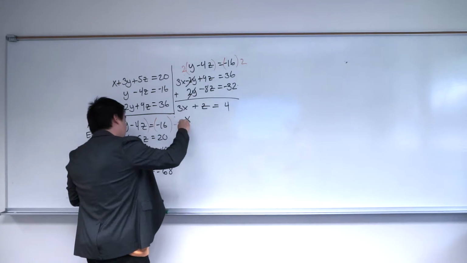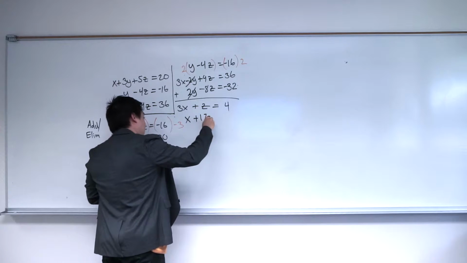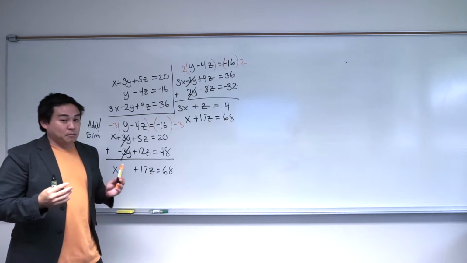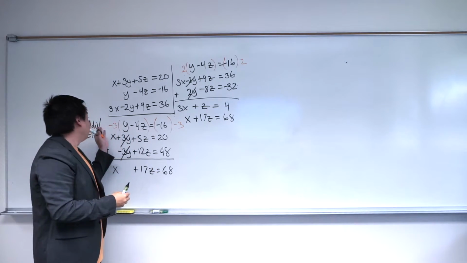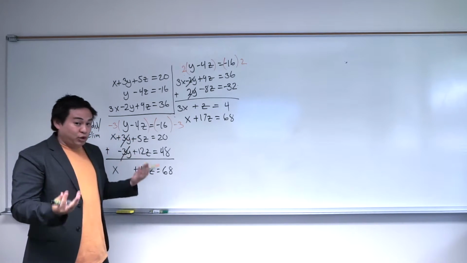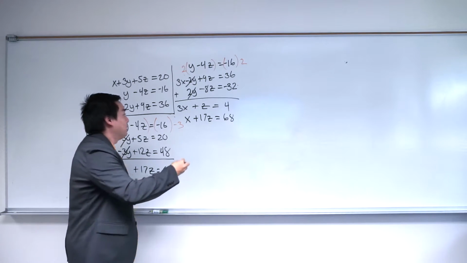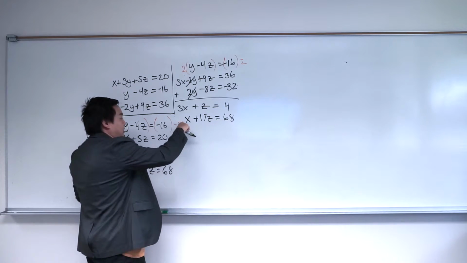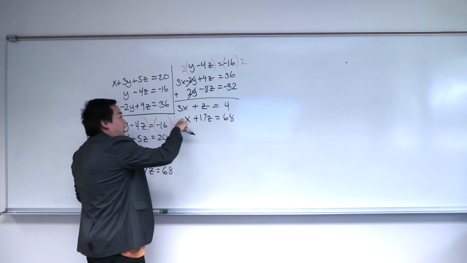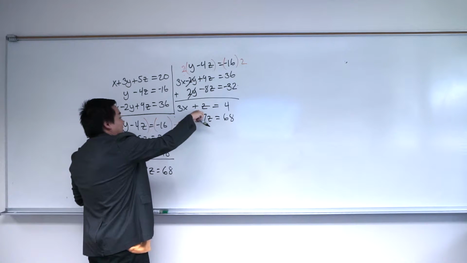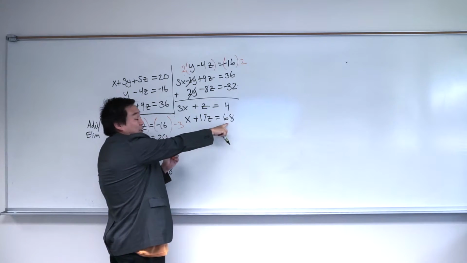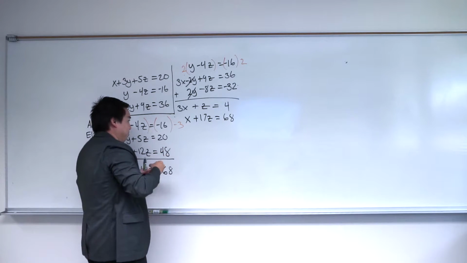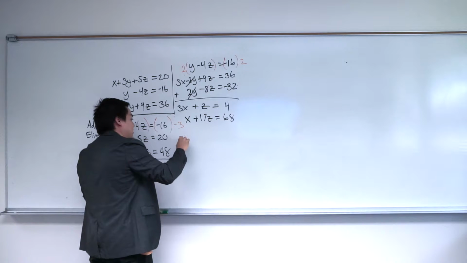So x plus 17z is equal to 68. And just like before, it doesn't matter which one you use. You could do another addition or elimination, or you can switch to substitution. They both work. So just for the sake of it, I'm going to continue with addition or elimination. I'm going to multiply the top one by negative 17, mainly because I don't want to multiply that by 3, but for no other reason. So I'll write it on the bottom.